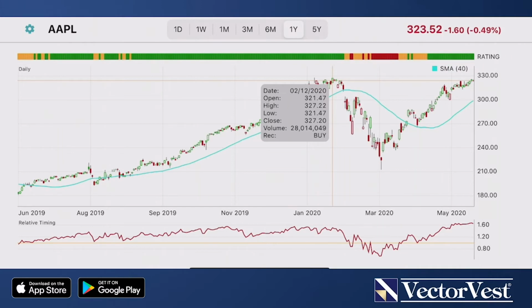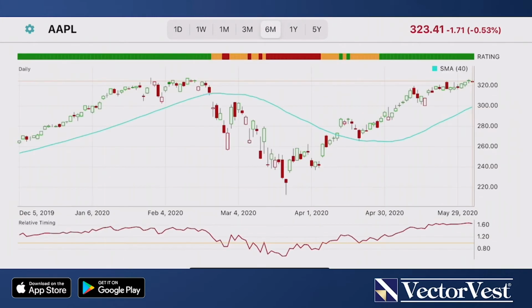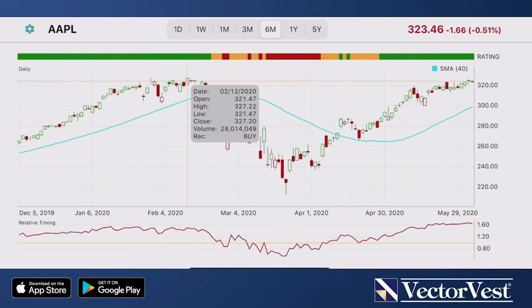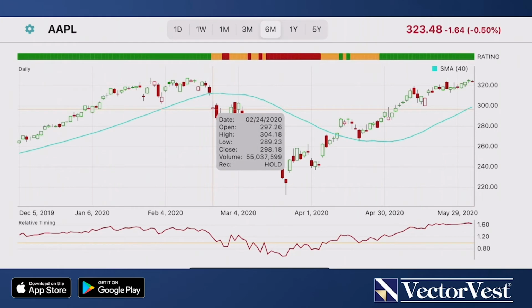How do you know when it breaks the 40-day moving average? Just by simply looking at the graph. We zoom in, let's say 6 months. It's pretty clear right there. Price was above the 40-day moving average, then all of a sudden, price is below the 40-day moving average.